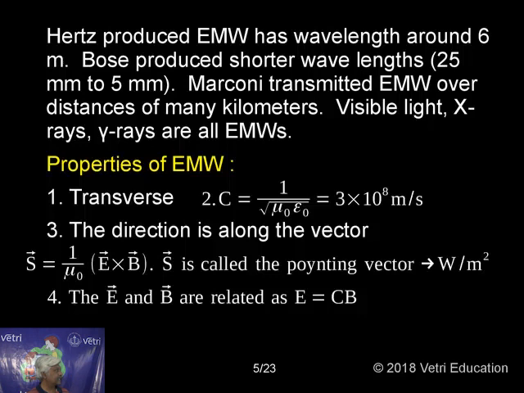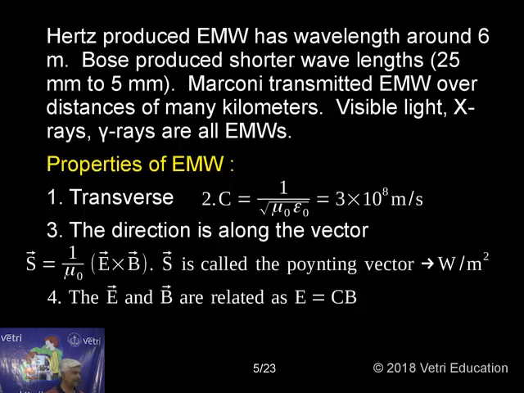Visible light, X-rays, gamma rays are also electromagnetic waves. Actually, Marconi transmitted electromagnetic wave over a distance of many kilometers. So electromagnetic wave travels very long distances. What is the reason? Because speed is nearly the velocity of light, 3 into 10 power 8 meter per second.